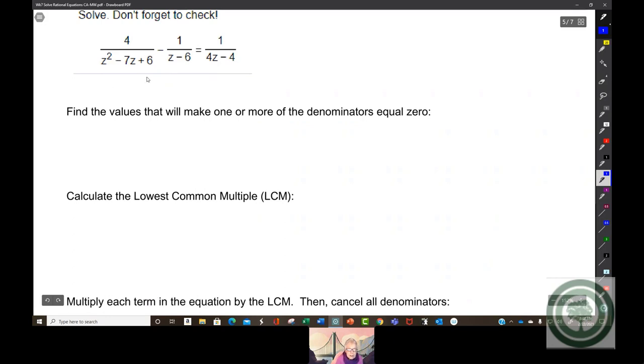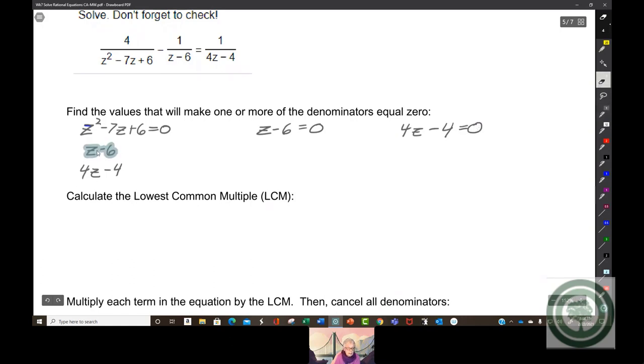All right, let's look at the denominators. I would be doing this in pencil. Z squared minus 7z plus 6. Z minus 6. And 4z minus 4. Right now, we're trying to find out what z's I have to beware of, because we can't let our answers equal those.